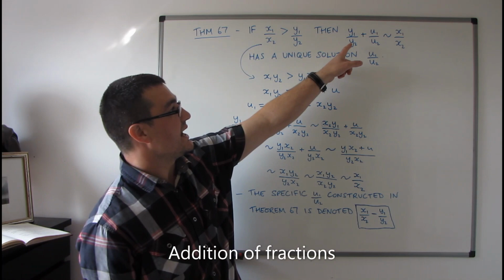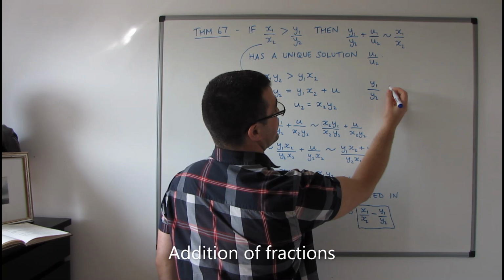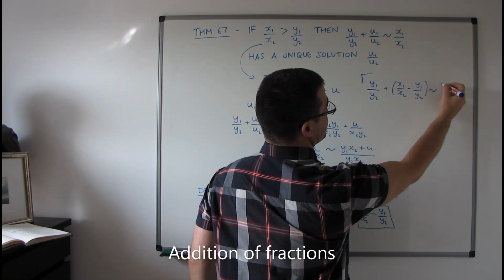such that when it's added to y1 over y2, I get a fraction that is equivalent to x1 over x2. In other words, I'll get that y1 over y2 plus x1 over x2 minus y1 over y2 is equivalent to x1 over x2.